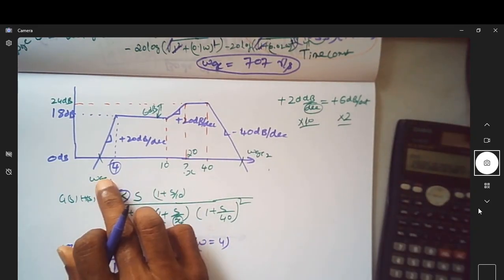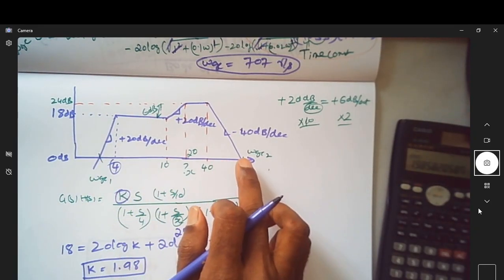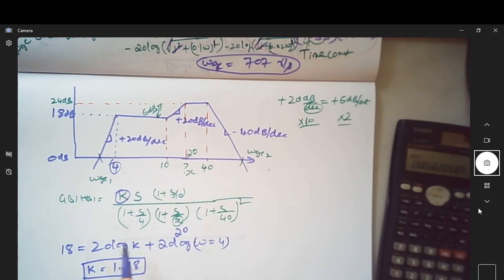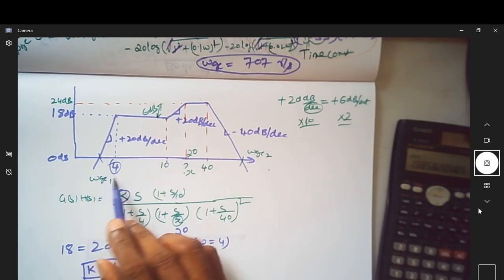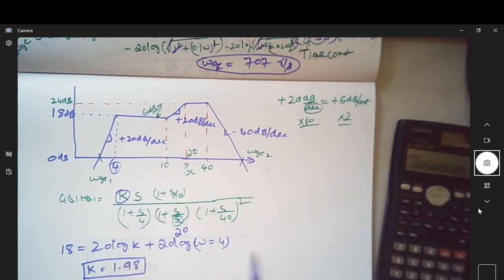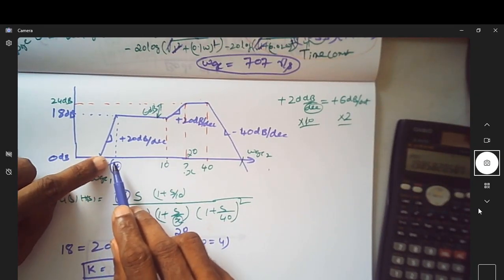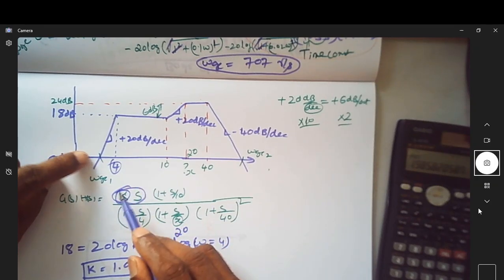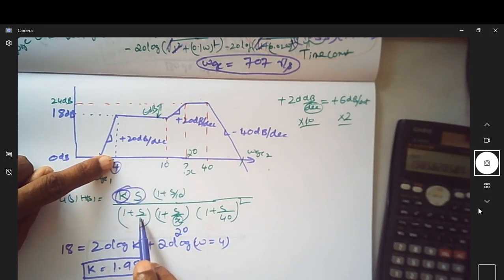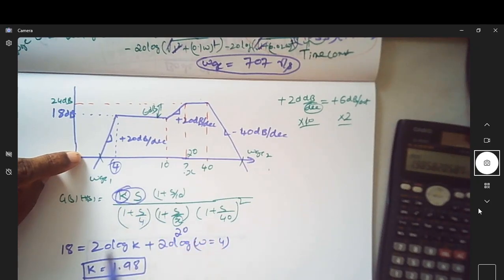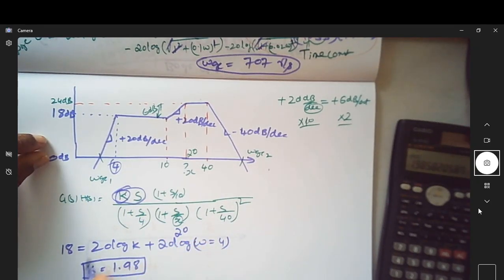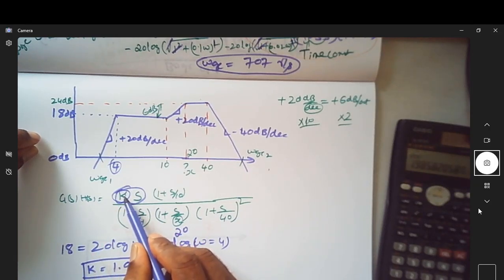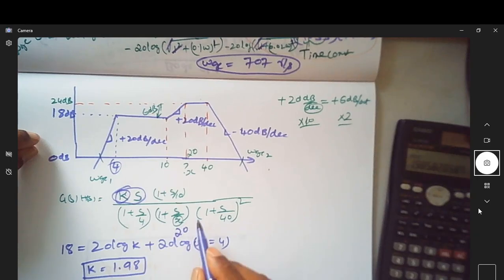Next we are supposed to find omega gc1 and omega gc2. At omega gc1, as we did in the previous case, at 4 radian per second the terms contributing are this and this only. After 4 this will contribute, but at 4 it's only these two parameters. That's why we took 18 dB and equated it only to the magnitudes corresponding to k and s. So this is for k, this is for s.